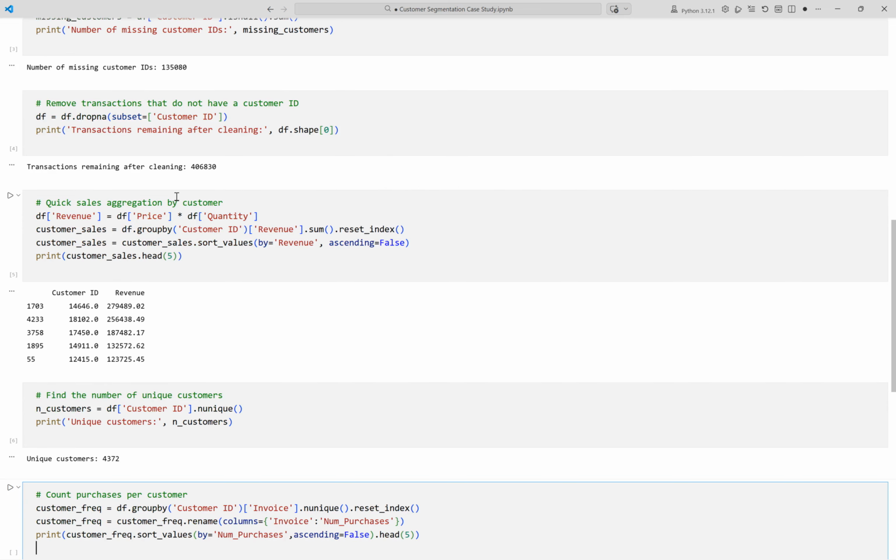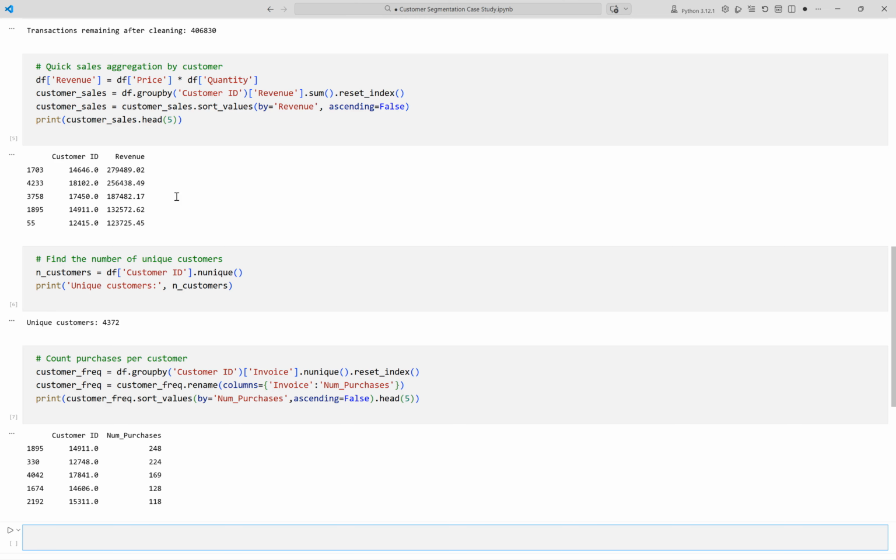Running the cell now. This output shows the top 5 customers by their number of unique purchases, highlighting that customer 1895 made 248 separate transactions. Notice that we are counting invoices per customer, not items or revenue, which clarifies customer purchase frequency. This step is crucial in retail analytics to correctly analyze customer behavior at the transaction level instead of confusing it with product-level counts. Business prompt: why might frequent buyers not always be the most valuable?